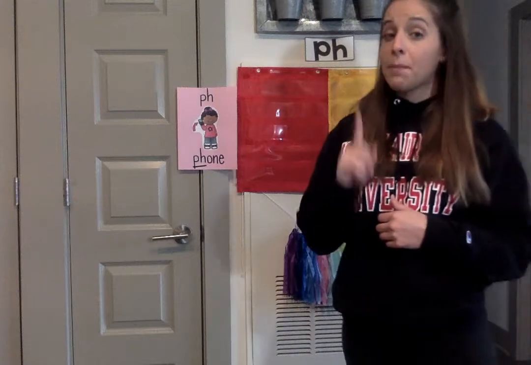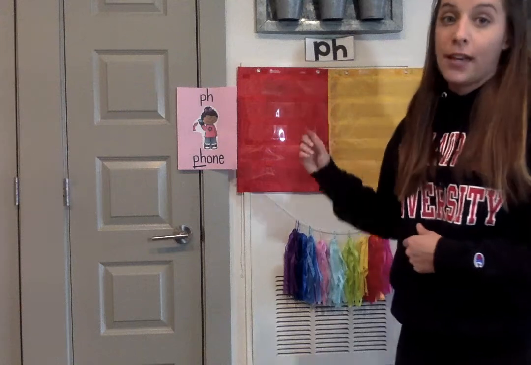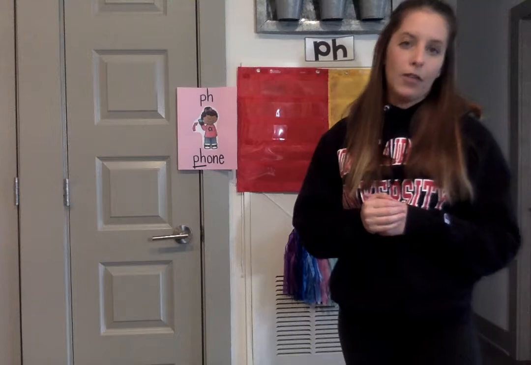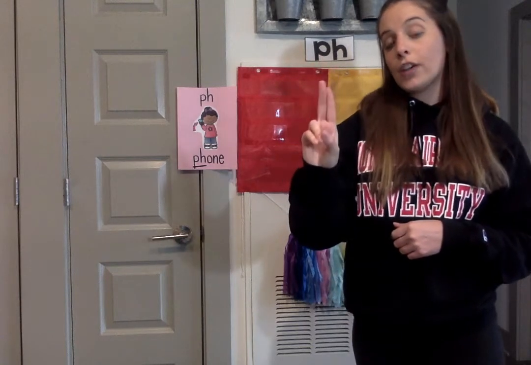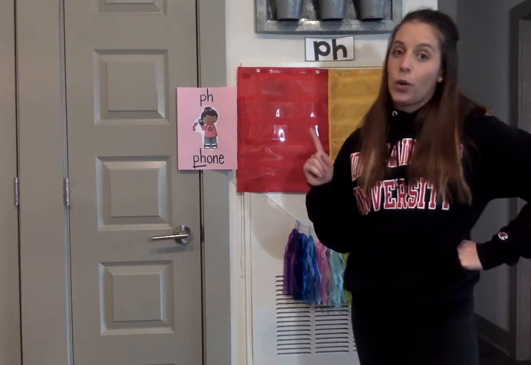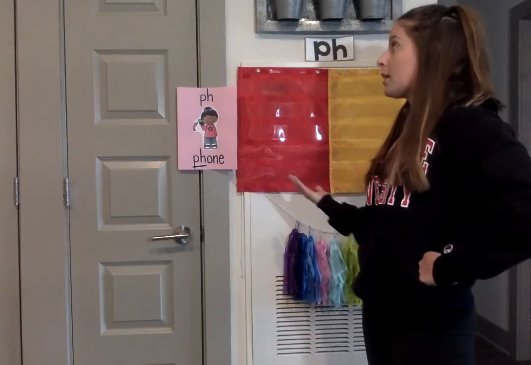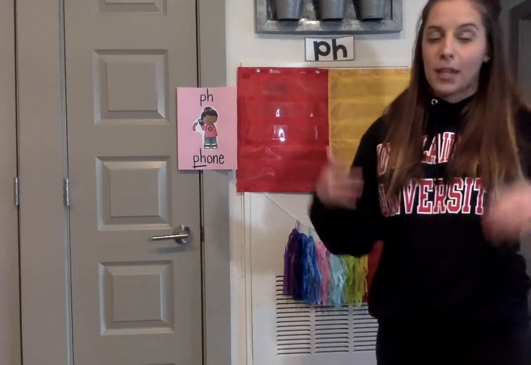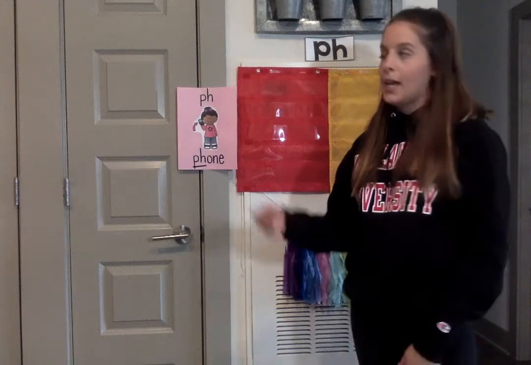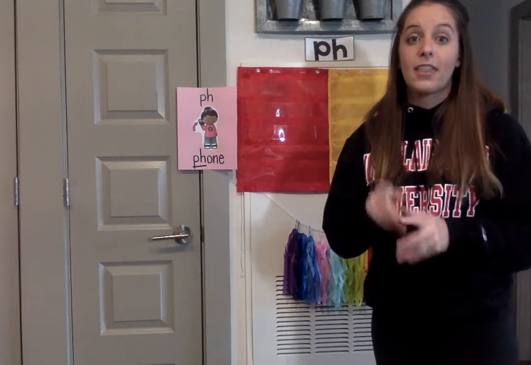Now, something interesting about PH is that we know that P says P and H says H, but with a digraph, if you remember from when we learned about them in school, a digraph is two letters that stick together to make one sound. And this one sound that PH is going to make is not going to say P, and it's not going to say H. Sometimes our English language is just tricky. So what we're going to learn today is that when PH are together, they are going to stick together to make the F sound.